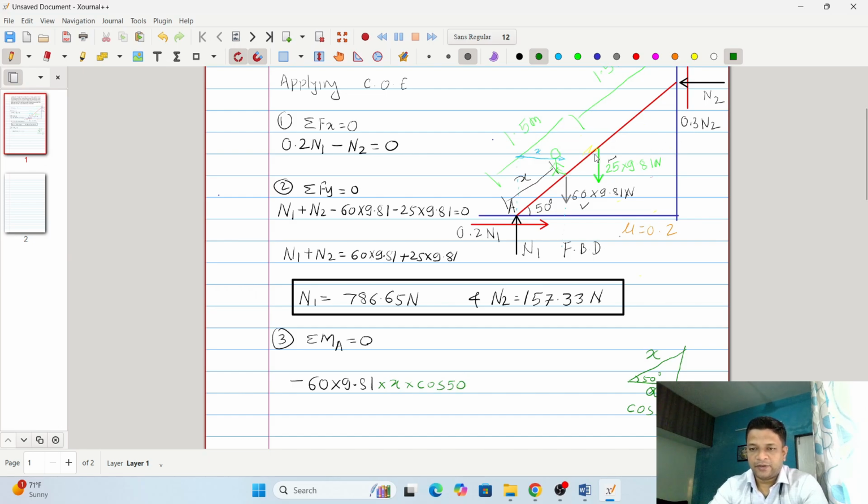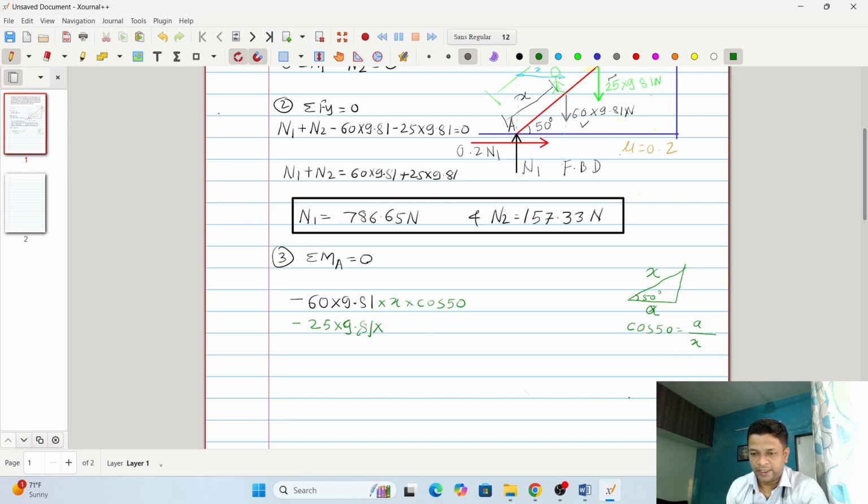Then the next weight force, 25 into 9.81, also acts in the clockwise direction, right? The rotation of the moment is clockwise, so we'll put minus 25 into 9.81 into the perpendicular distance. Same way, we have to consider the next triangle here. For this the length is 1.5, and this triangle will look like this. We'll draw it here. This is the next triangle.